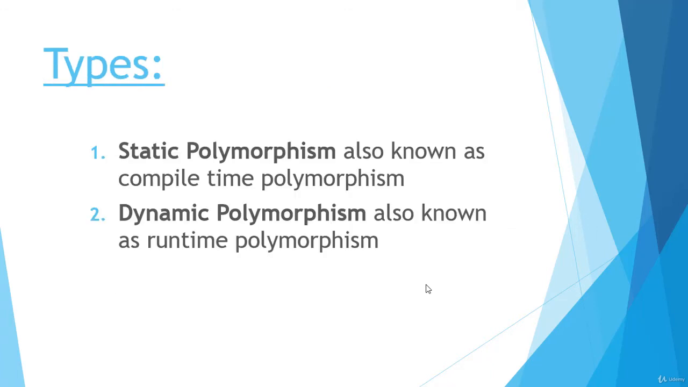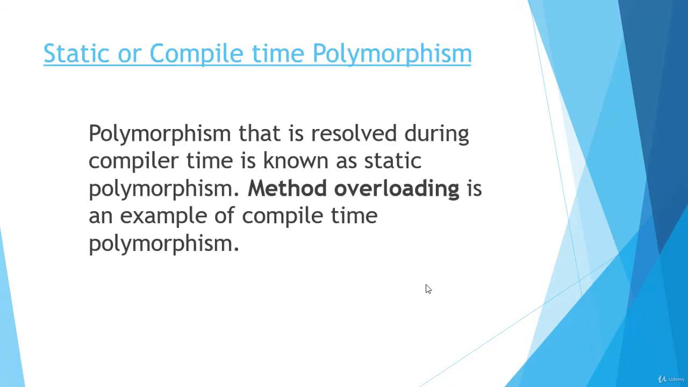There are two types of polymorphism in Java: static polymorphism and dynamic polymorphism. Static polymorphism is also known as compile time polymorphism, and dynamic polymorphism is also known as runtime polymorphism. First of all, static or compile time polymorphism. Polymorphism that is resolved during compile time is known as static polymorphism. Method overloading is an example of compile time polymorphism.